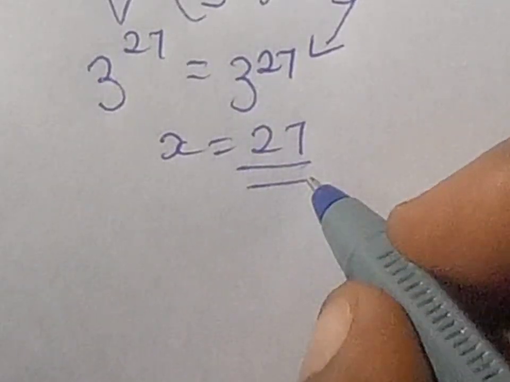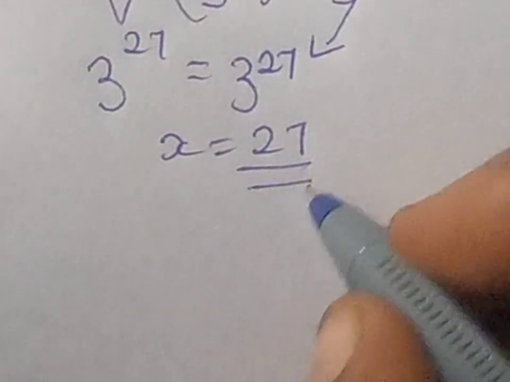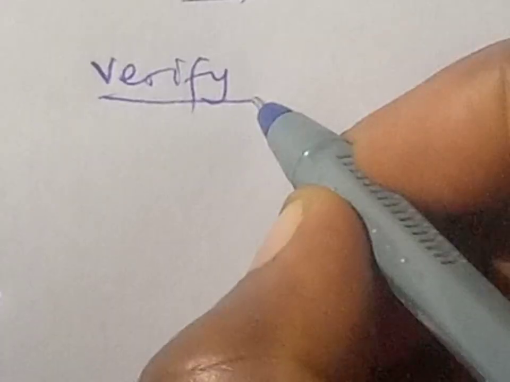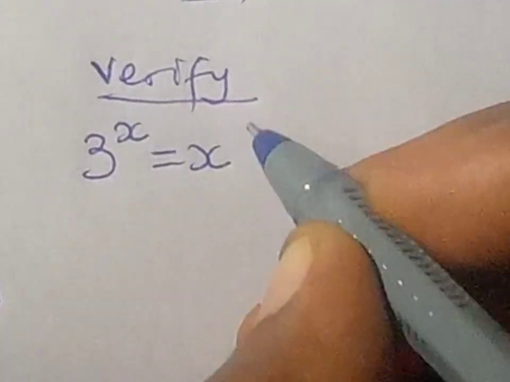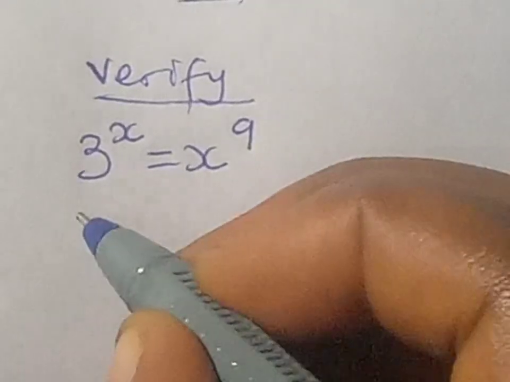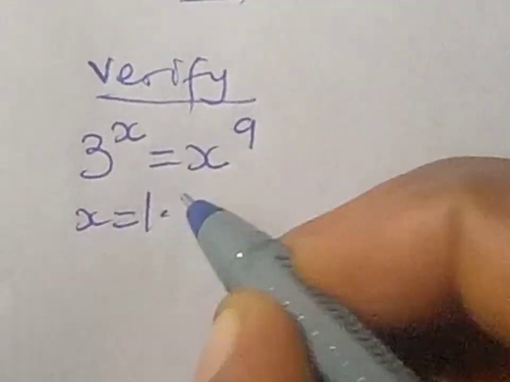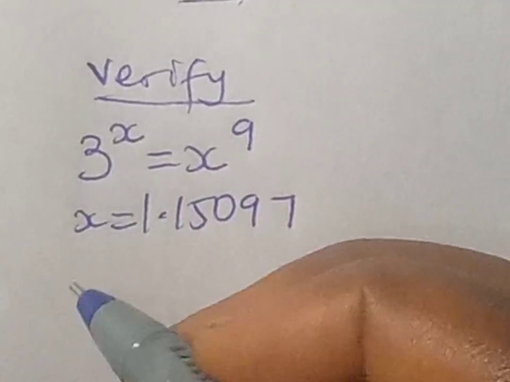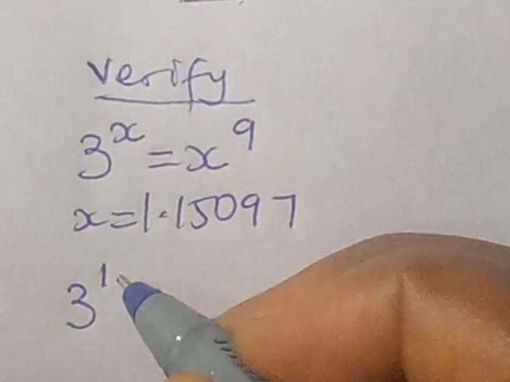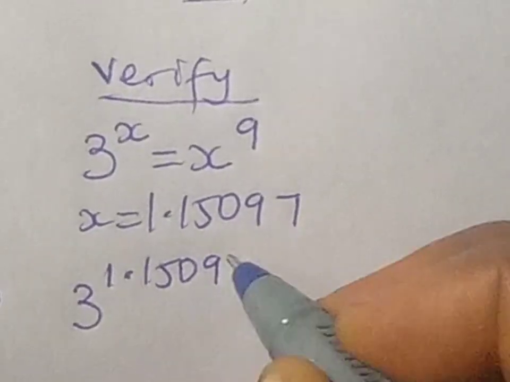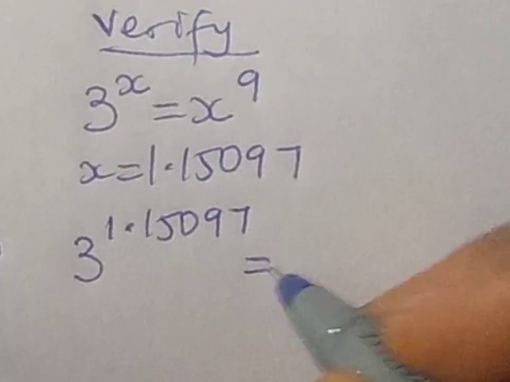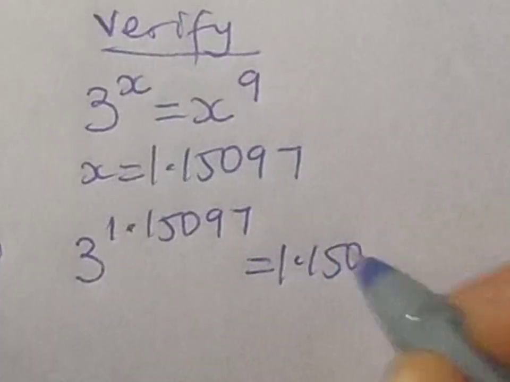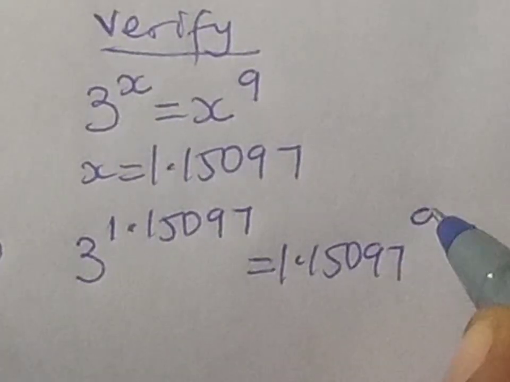Now let's verify if our x is correct. Our equation again, 3 raised to the power of x equals x raised to the power of 9, where x equals 1.15097. So we have our left side as 3 raised to the power of 1.15097, while our right side will be 1.15097 raised to the power of 9.